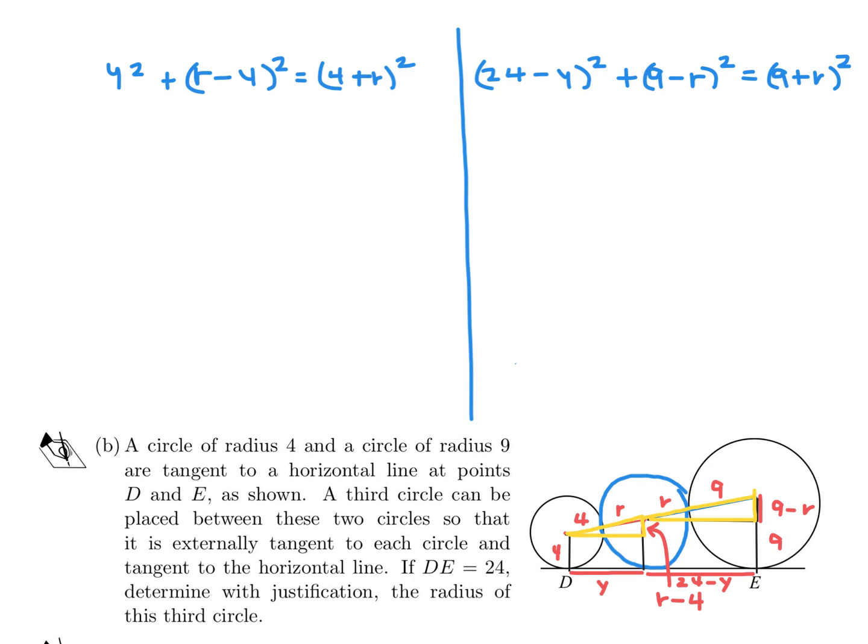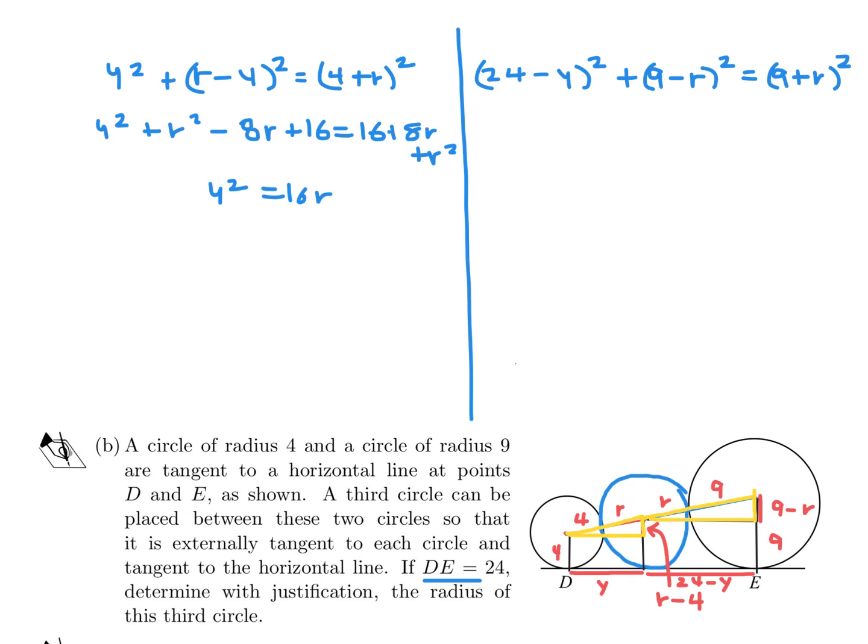Okay, so we got two equations, two variables. We should be able to solve this for both y and then for r. R is really what we want. They want the radius of that third circle, which I have called r. All right, so here we go. This one gives me y squared plus r squared minus 8r plus 16 is equal to 16 plus 8r plus r squared. When I simplify this, I just get y squared is equal to 16r.